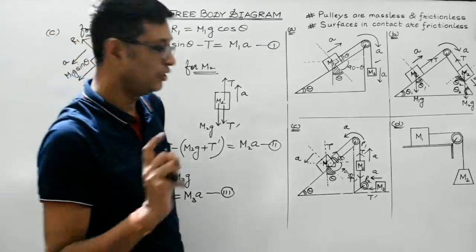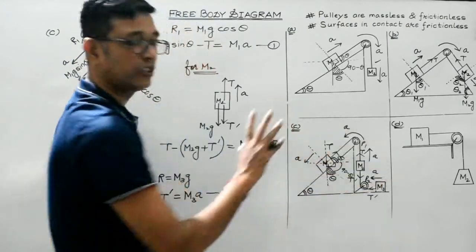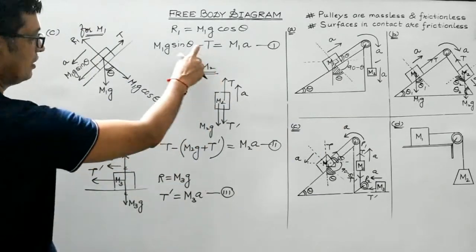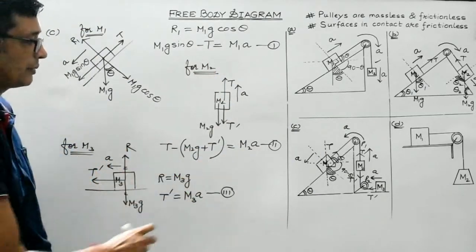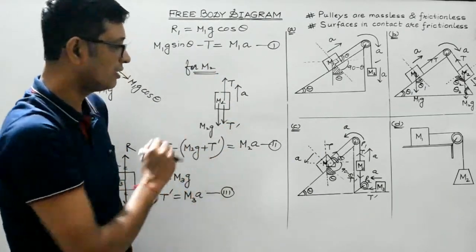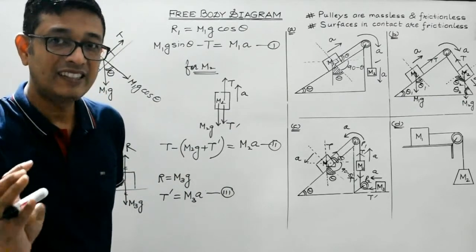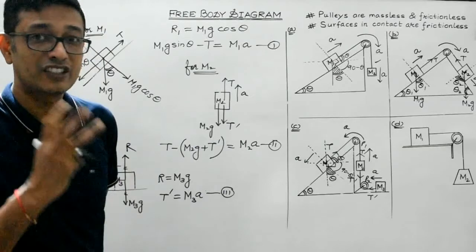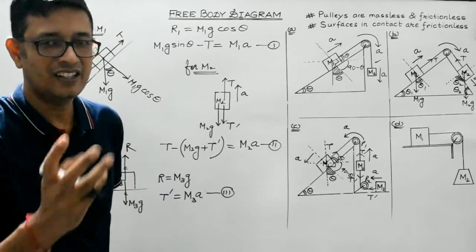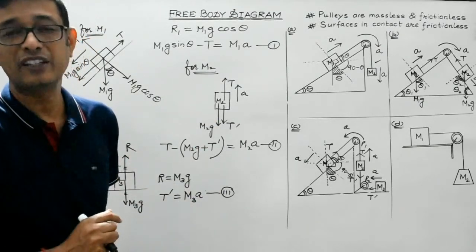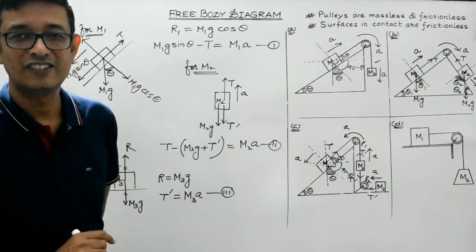So students, if in a numerical theta, m1, m2, m3 are given, then by using equations 1, 2 and 3 and substituting the values of m1, m2, m3 and theta, we can easily get the values of T, T dash and a. So there are three variables, T, T dash and a, and there are three equations which we can use in finding those values. Right?